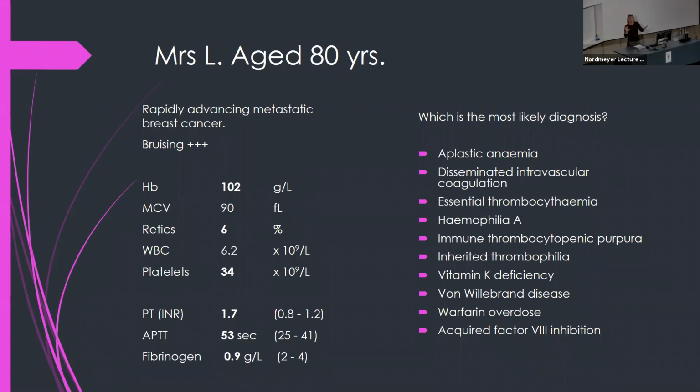This is slightly in anticipation of next week's lecture. You can see they're abnormal because I have given you the reference ranges. So the prothrombin time, which is here expressed as an INR, is high. The APTT is high, and the fibrinogen is low. So there's problems all through the coagulation cascade. And there's thrombocytopenia. And the question is, which of these is the most likely diagnosis?